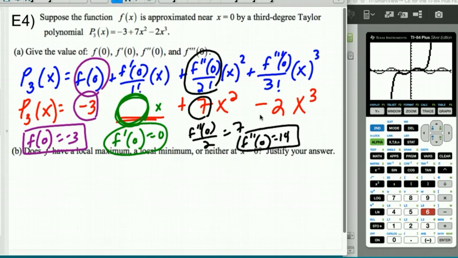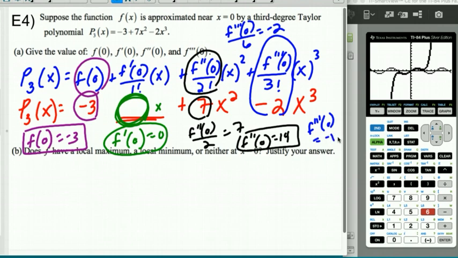And then the last one, because I'm kind of out of space, but I'll manage to squeeze this in. For the last one, these two things also have to be equal. So f triple prime of 0 over 6, because that's what 3 factorial is, has to equal -2. It must mean that f triple prime of 0 is -12. So again, I'm using the definition of what a Taylor polynomial is made up of, and I'm comparing what's given to that value.